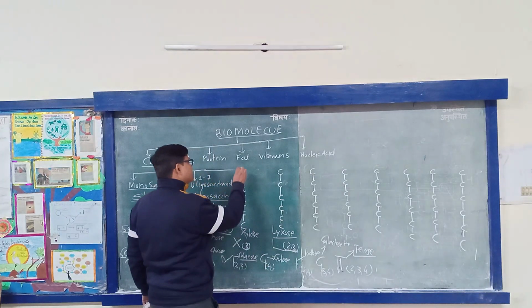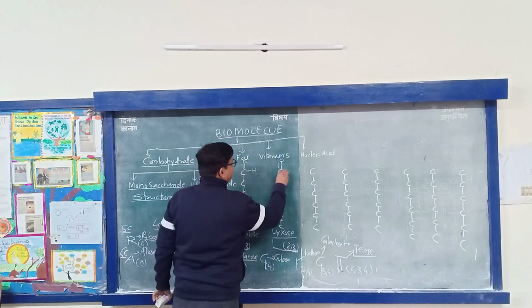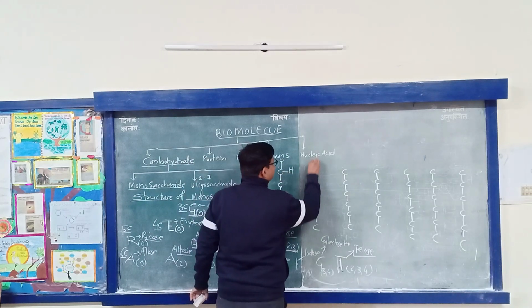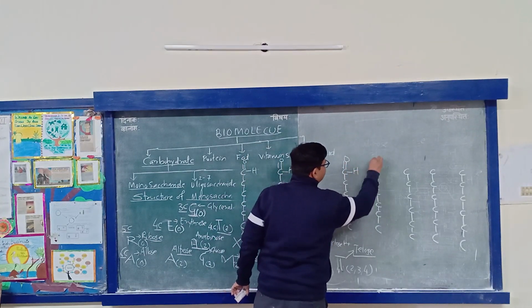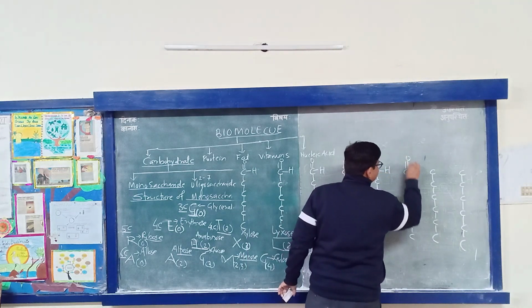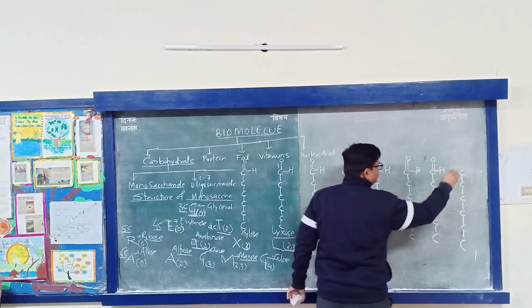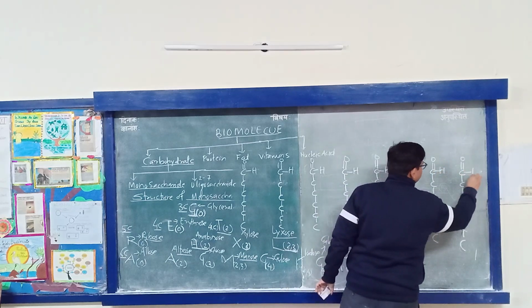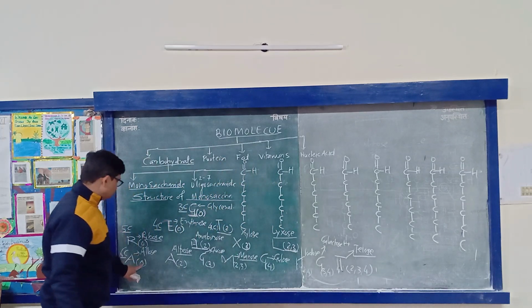So simply, on carbon number 1 you have to indicate aldehyde. At carbon number 1 you have to indicate aldehyde. So you can easily draw at carbon number 1, that is aldehyde. This is simple. Now you have to follow this rule.